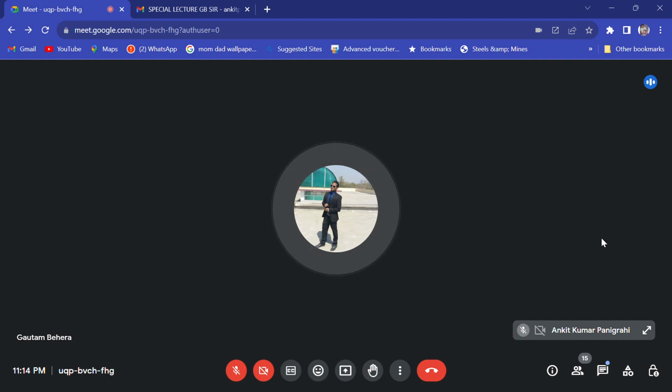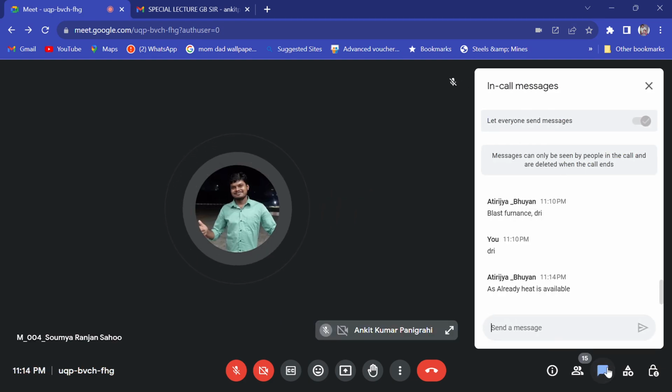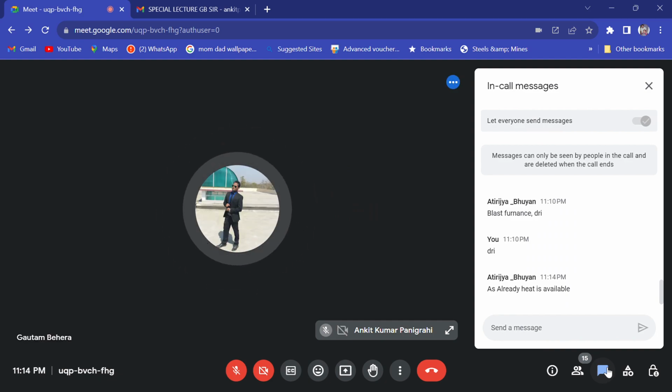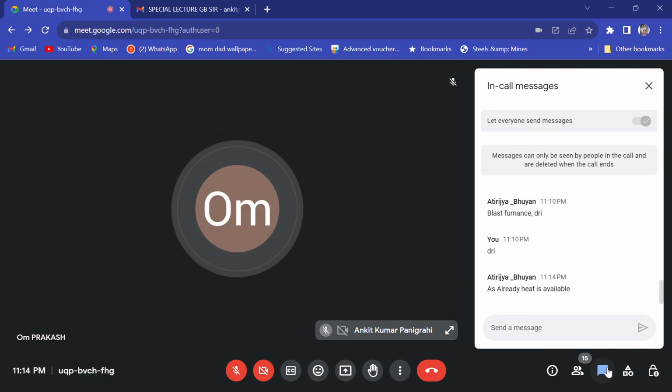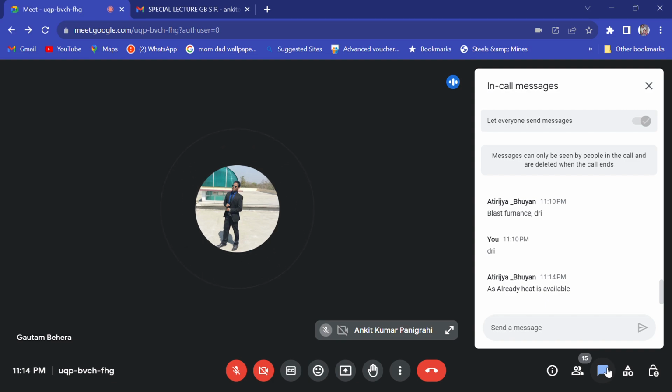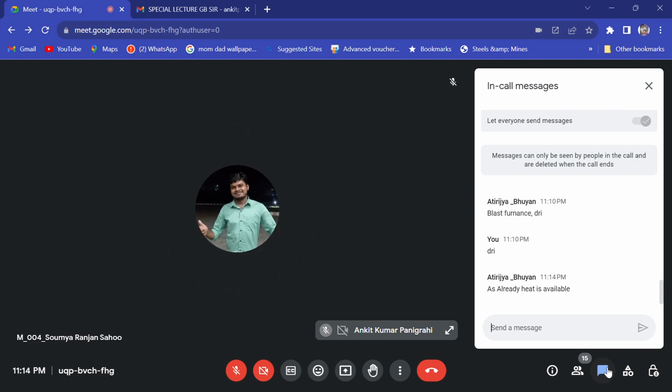What is the basic composition of stainless steel? Chromium, very good. Anything else? Nickel and chromium. Very good. But what is the minimum percentage of chromium in stainless steel? More than 20%? No, no. More than 11.5 or 12.